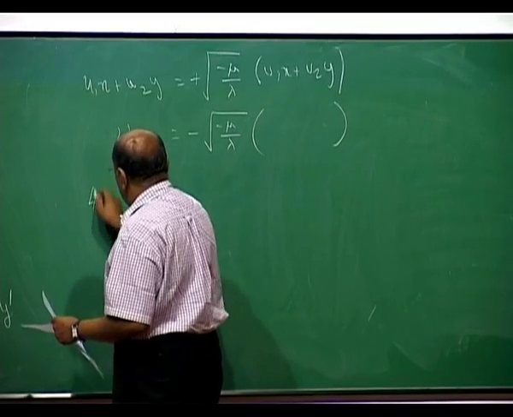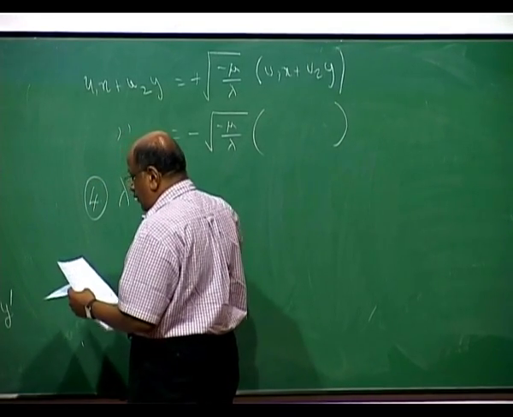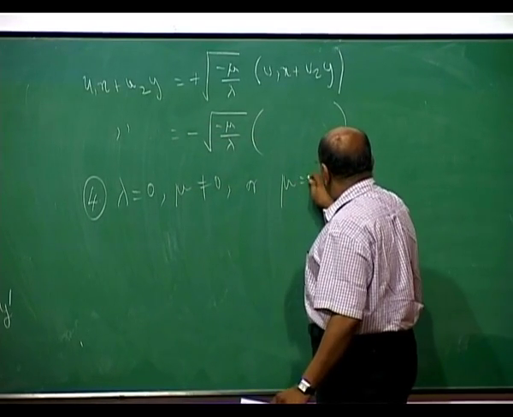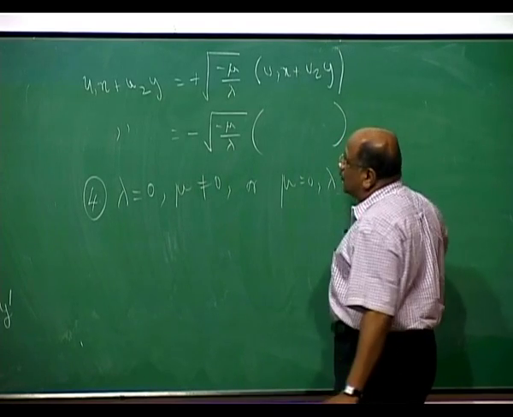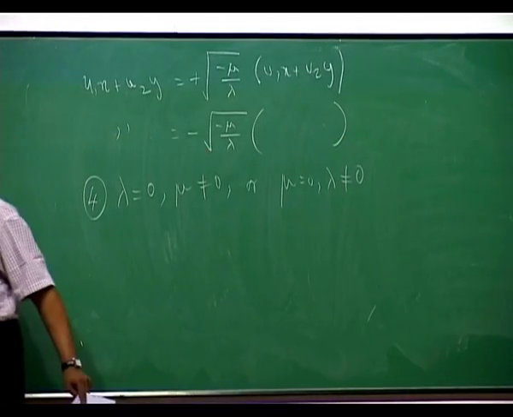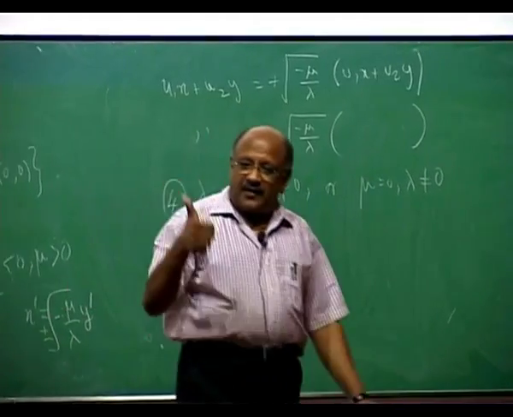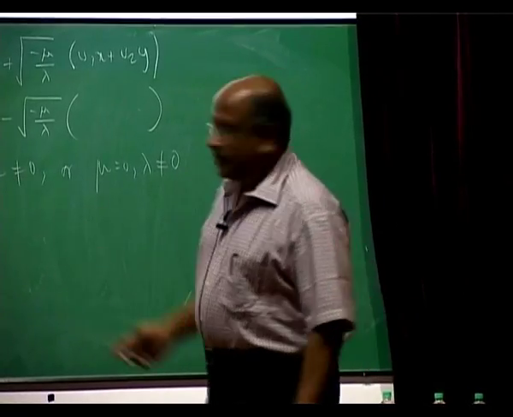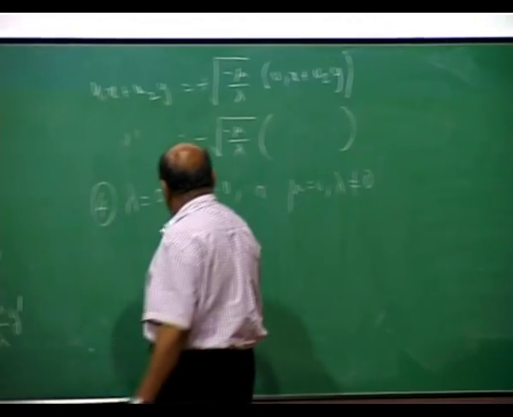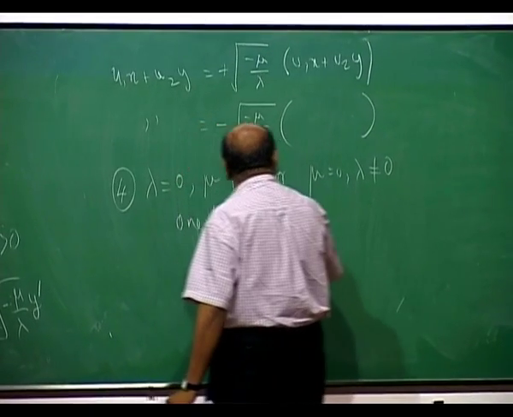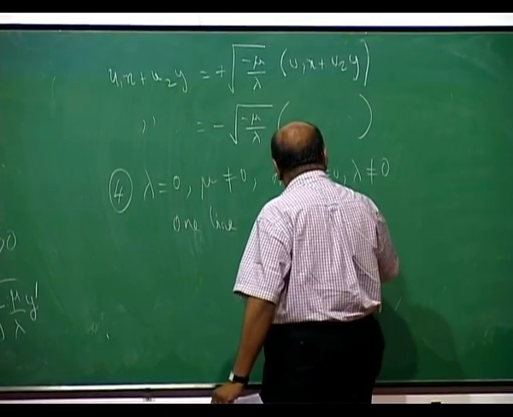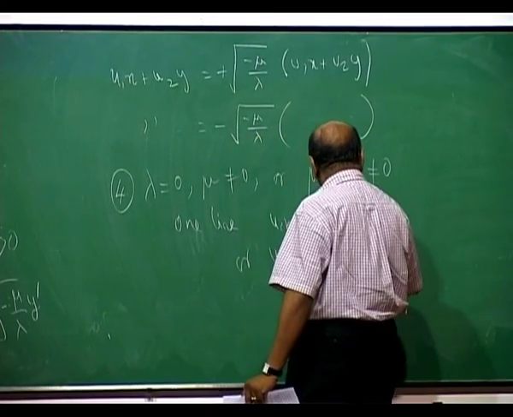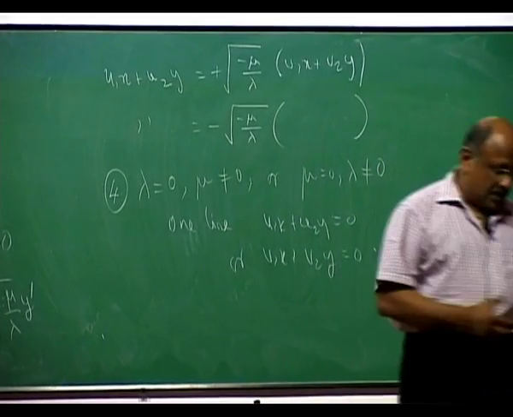So now if lambda equals 0 and mu not 0, or mu equals 0, lambda not equal to 0, then one of these two terms will disappear and you get a single line, either x dash equals 0 or y dash equals 0. So only one line, that is u1x plus u2y equal to 0, or v1x plus v2y equal to 0.